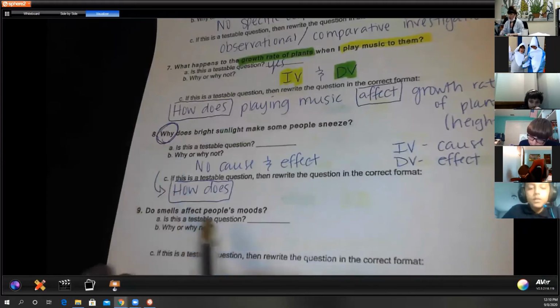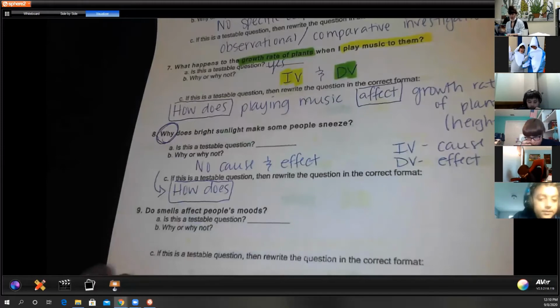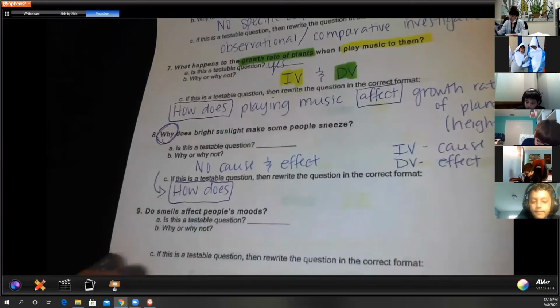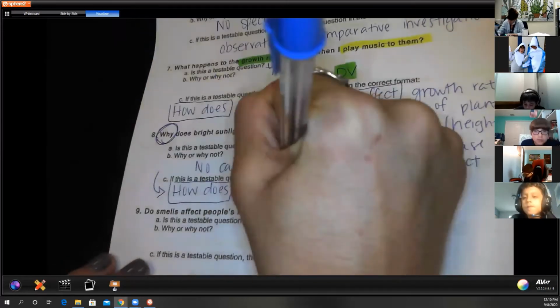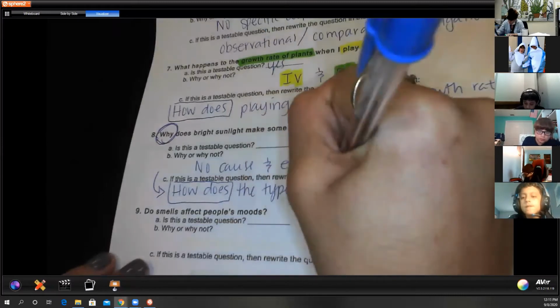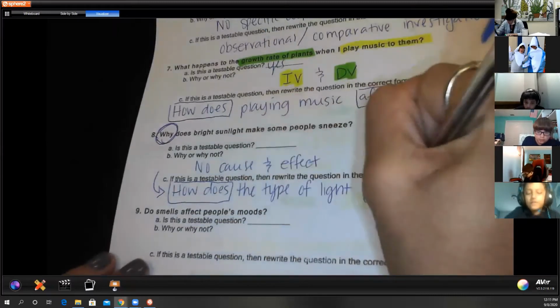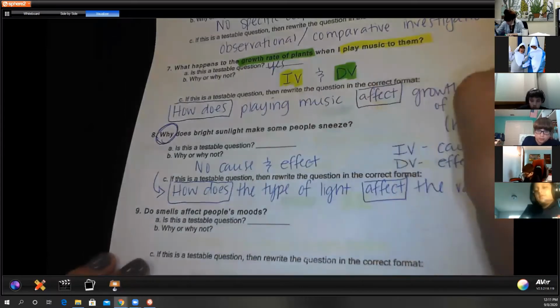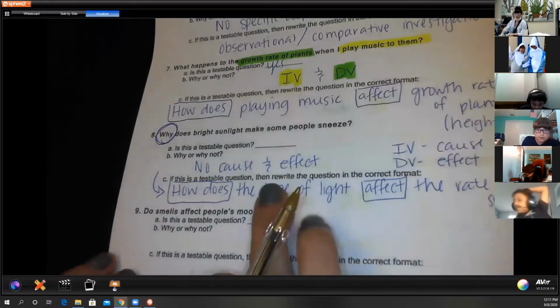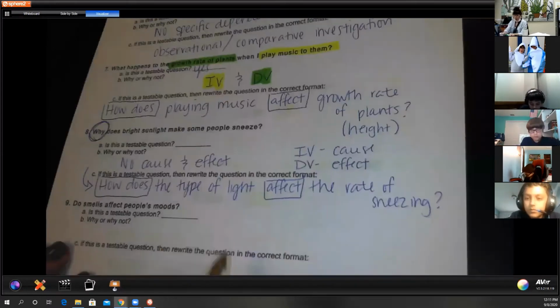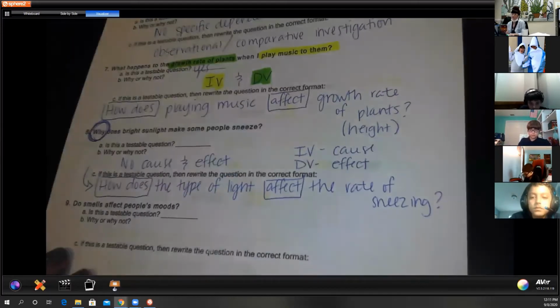If you make it a testable question first, I can. Yes. Do you understand why I can't ask that word why? Because it's asking me to interpret results that I don't have. So I could say, how does the type of light affect the rate of sneezing? I understand what you're saying, which is why I rewrote this. However, that word why is asking me to draw conclusions about results that I don't have.